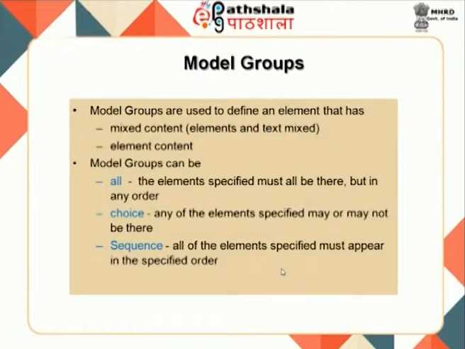Choice means that any of the elements specified may or may not be there. Anything that is present in the group can appear. If you say all, then you know that the elements must all be there, but it can be in any order. So you do not put restrictions on how the elements should appear in the XML document. So if you use the keyword all, the elements in the group should appear, but it can be in any order.